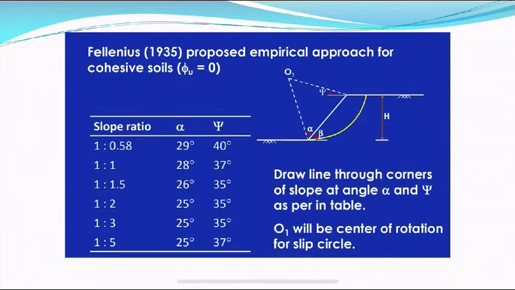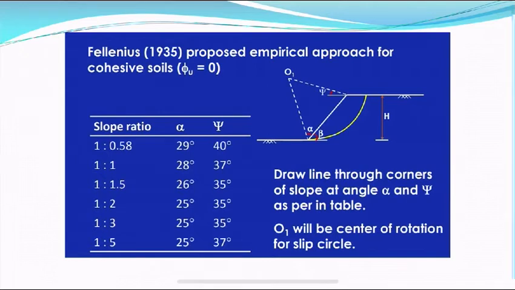Here, Fellenius in 1935 proposed an empirical approach for cohesive soils, particularly for the undrained condition with phi equal to 0, that is, soil with Cu, the undrained condition. It considers different slopes like 1:1, that is one vertical to one horizontal, 1 vertical to 0.58 horizontal, 1:2, 1:3 and 1:5, with alpha, that is the angle, and psi.